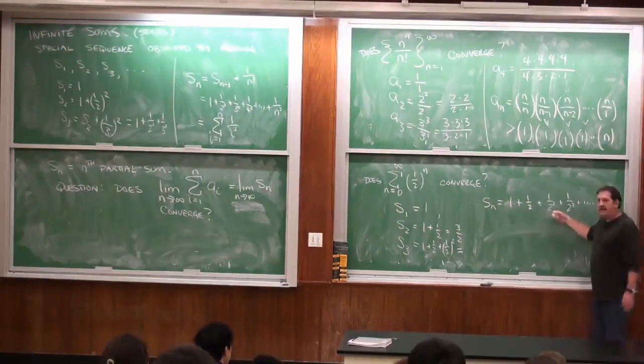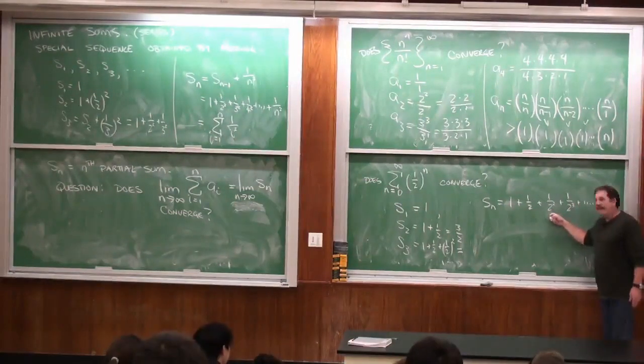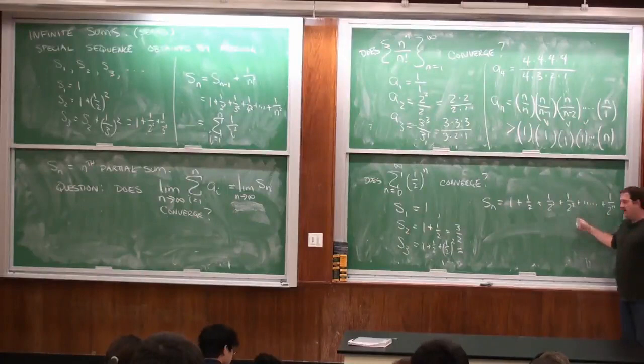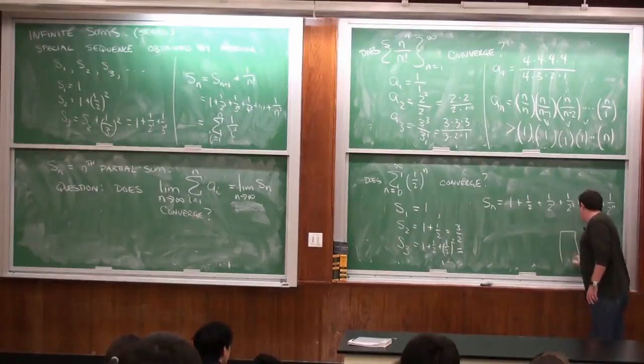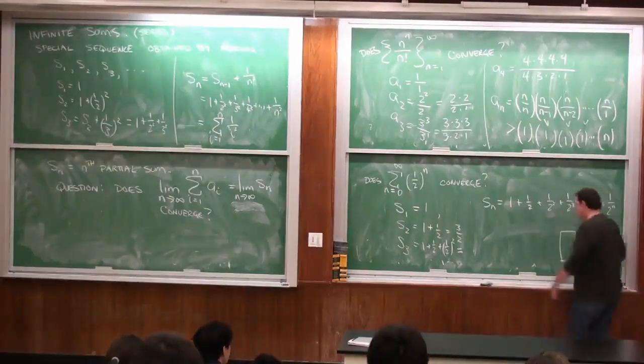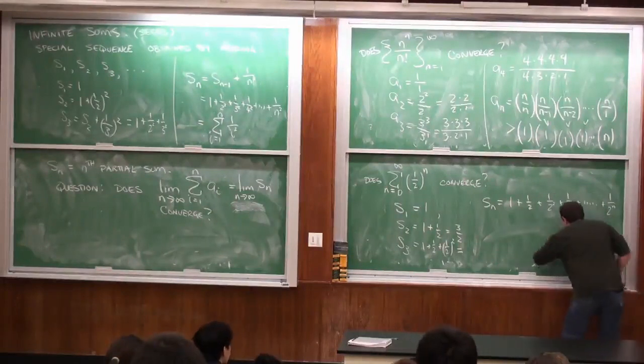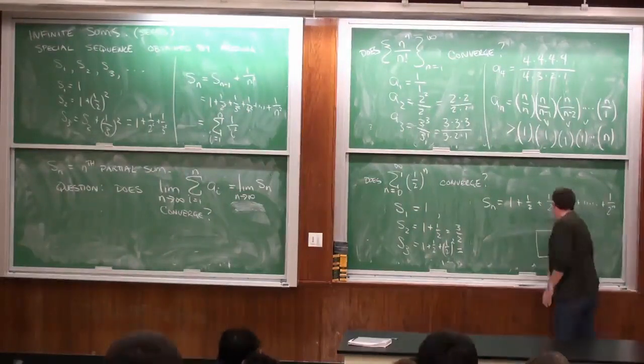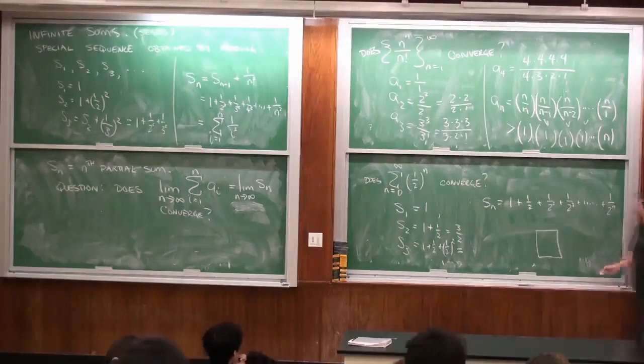And to that I add something half that size. So I start with something 1 unit tall. Let's make it 1 unit tall. There we go. Actually, this is area 1.